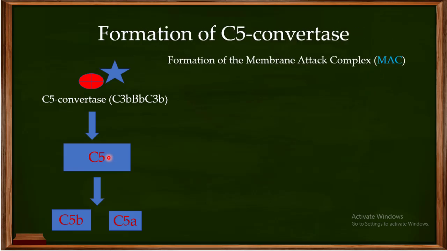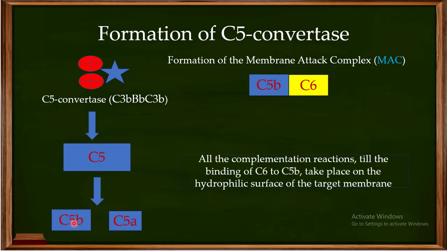Now, in the next step, you are going to make the membrane attack complex, because this is actually the membrane attack complex that is going to neutralize the pathogen, whether that is the gram positive one or the gram negative one, for example. Now, this C5b, the larger fragment of the C5, is going to interact with the C6. So you are getting a complex of the C5b and the C6 now.